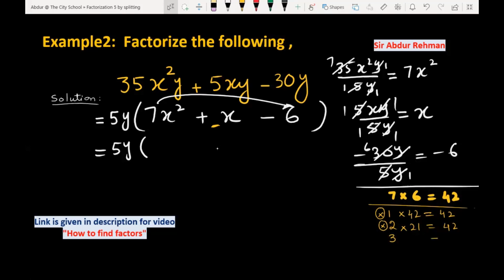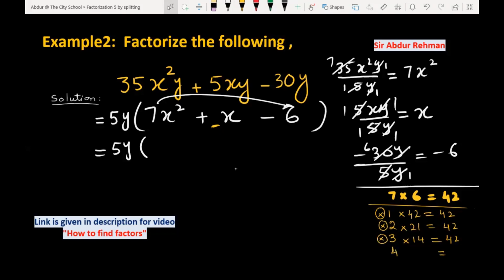Next, 3. Is 3 a multiple of 42? Yes. When you divide 42 by 3, we will get 14. 14 plus 3 is 17, our target is 1. And 14 minus 3 is 13, the target is 1. So it is also rejected here.